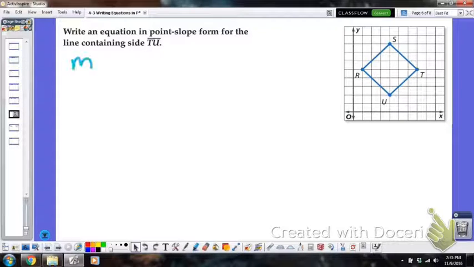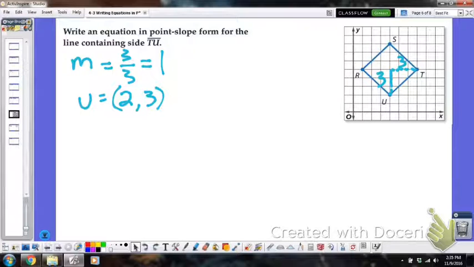and a slope, M. So I have to find my rise over run for the line TU. So starting at point U, I'm going to rise 3, run 3. So my slope is equal to 3/3, or just 1. So my slope is 1. And I'm going to pick the point U.